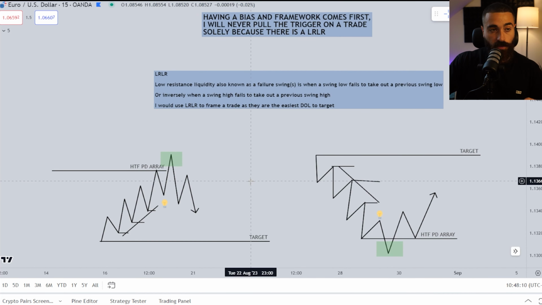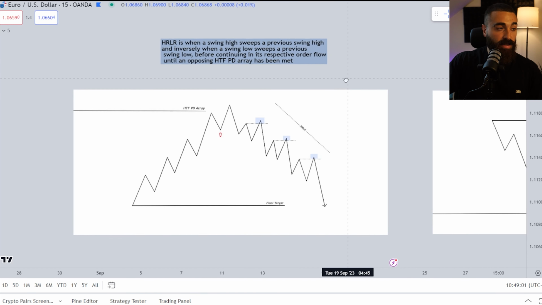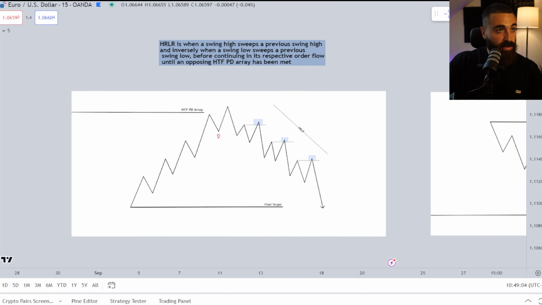We're gonna have some rules around it, and we're gonna see it in the market to have a more clear idea. So a high resistance liquidity run is when a swing high sweeps a previous swing high, and inversely, when a swing low sweeps a previous swing low, before continuing in its respective order flow until an opposing higher time frame PDRA has been met. Let me show you what that means. This right here is our low resistance liquidity run. This right here is our high resistance liquidity run.